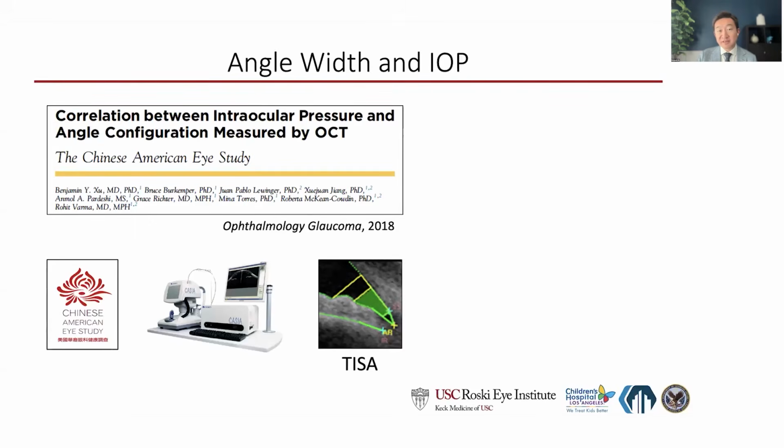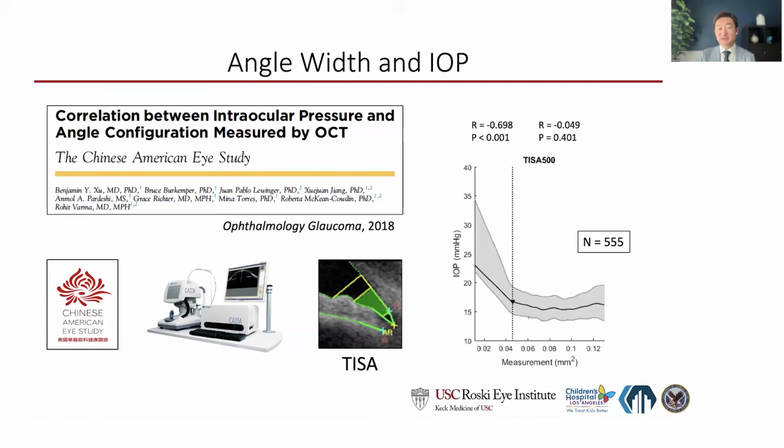Here we use data from the Chinese American Eye Study, which was a population-based epidemiological study conducted here at the University of Southern California. The AS-OCT device that we used was the Tomey CASIA SS-1000, which was a relatively new device at the time that could provide us with AS-OCT images. This figure shows the correlation between intraocular pressure and measurements of trabecular iris space area, or TISA, which is the amount of area in the angle recess.